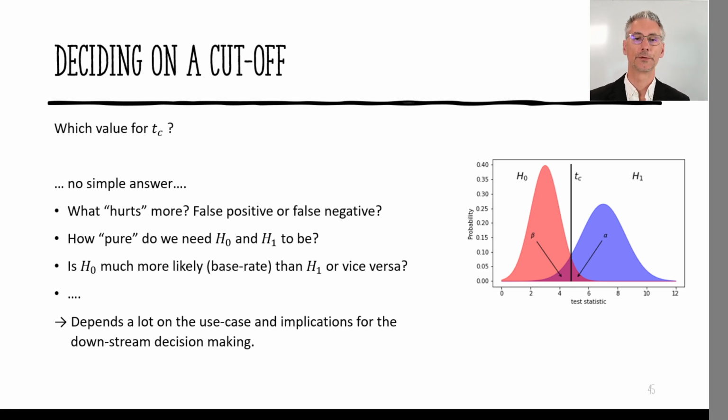So which value do you take? There's no simple answer. It really depends, in the given application scenario or analysis scenario, on what hurts you more, a false positive or a false negative? How pure do you need H0 and H1 to be? And you also need to consider what's the base rate of the two. Are these two more or less equal outcomes, or is, for example, H0 much more frequent in your data than H1, and so on? So it depends a lot on what you actually want to analyze and the implications for the downstream decision making, which is where you place your cutoff value.